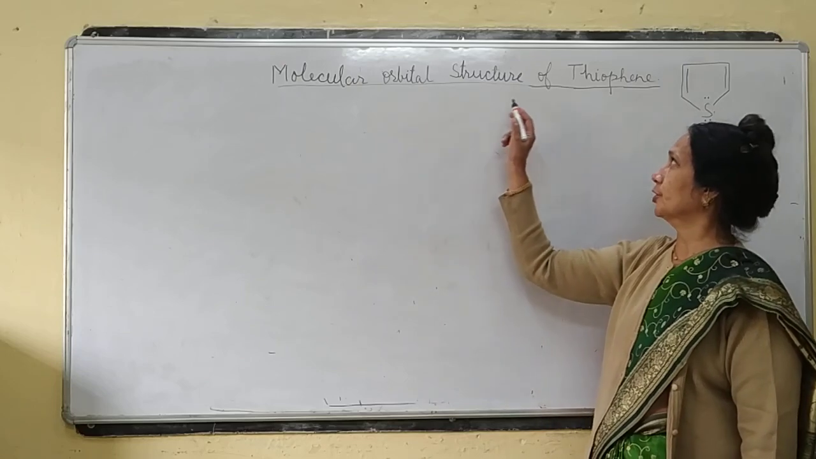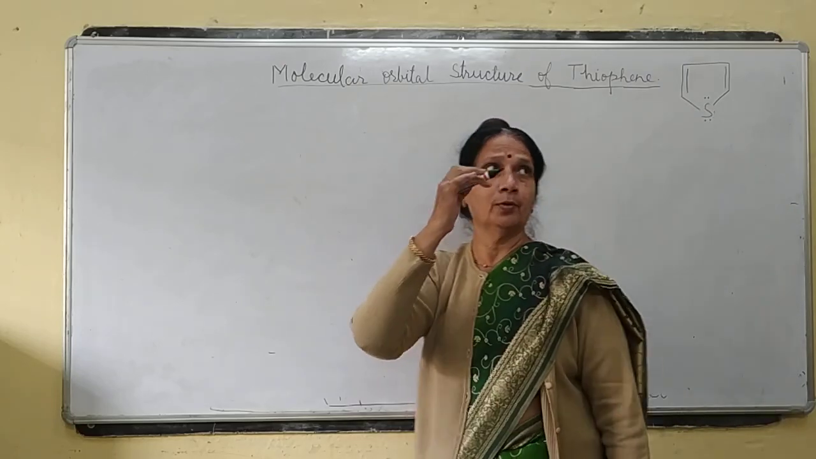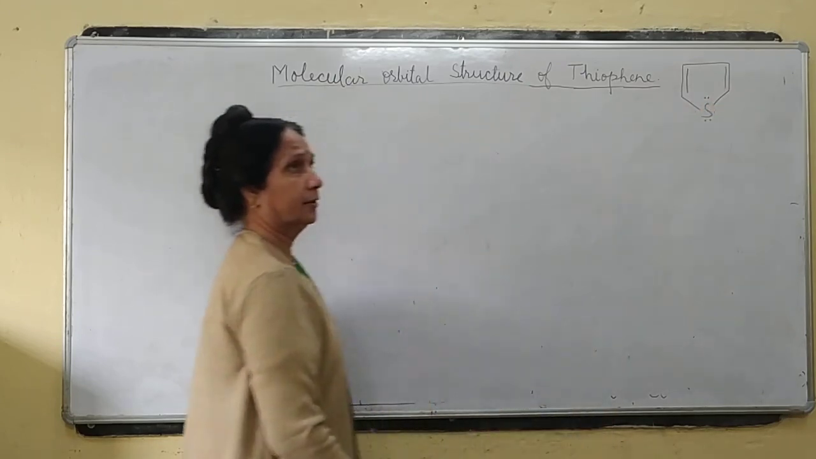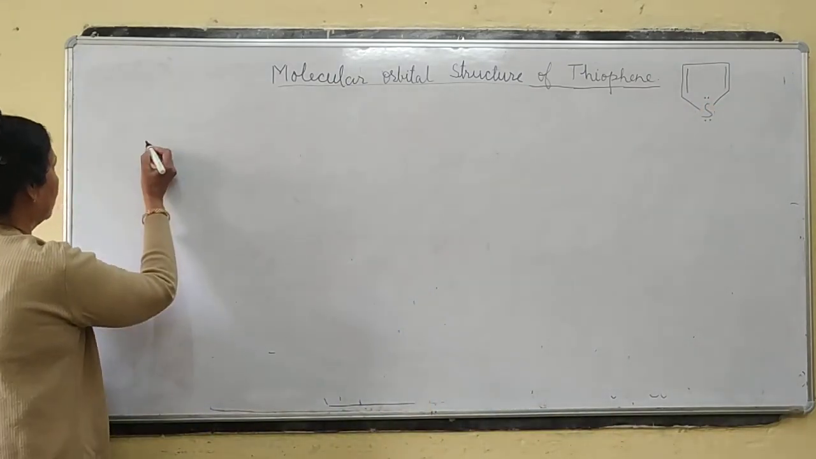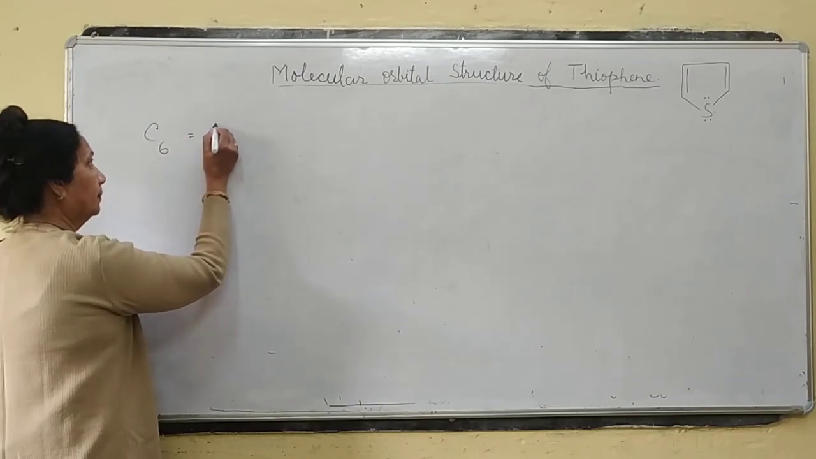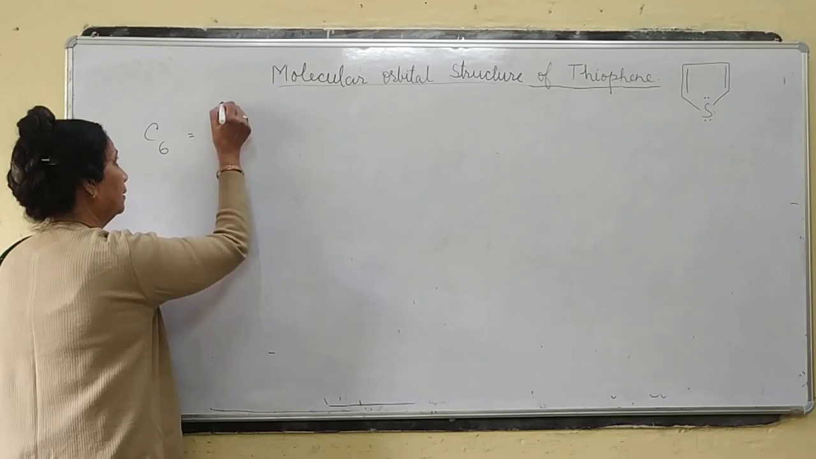The orbital structure of thiophene. If we look at this molecule, we see 4 carbon atoms are here. So we can write down the electronic configuration of carbon 6 like this.